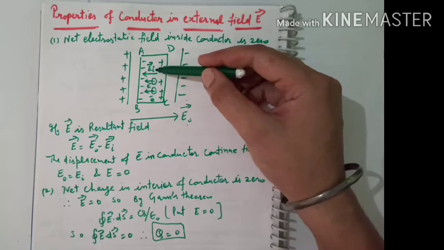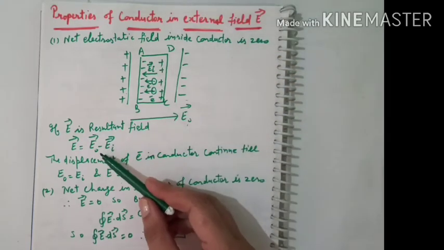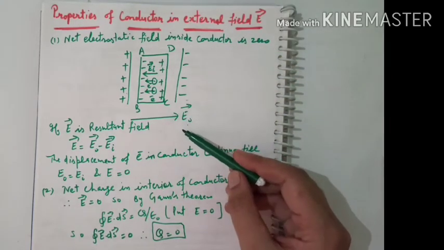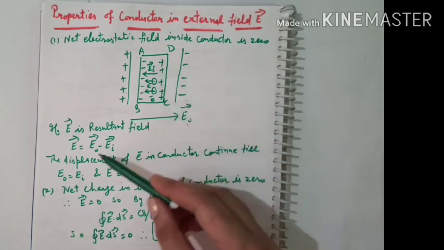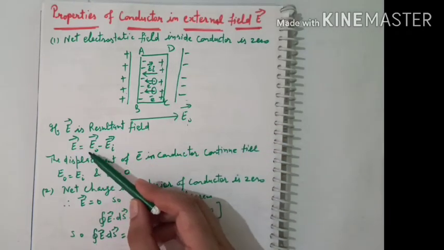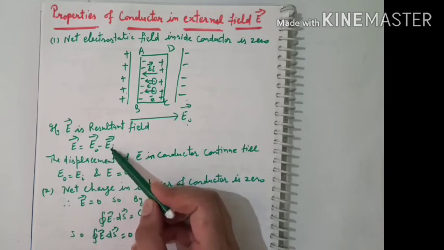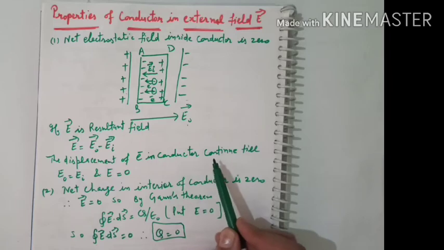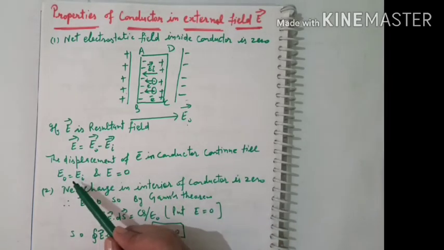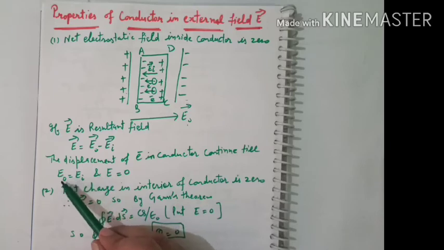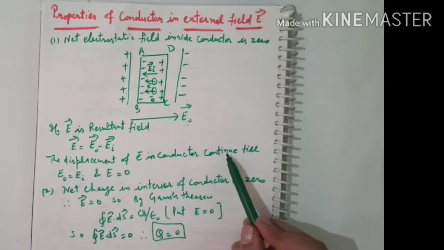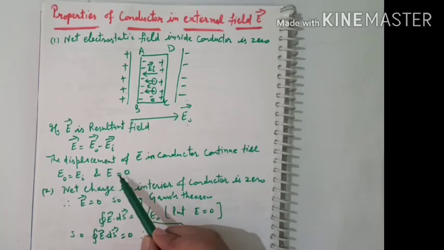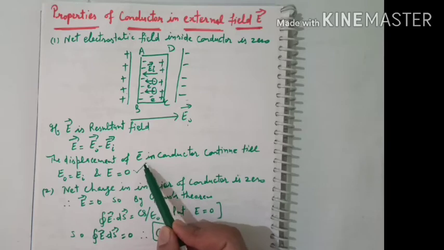This field is EI. If E is the resultant field, we have two fields: one is the external field E naught, and one is the internal field EI. So the total or resultant field is equal to the external field minus the internal field, E naught minus EI. The displacement of the electrons in the conductor continues till the internal and external fields become equal. When the external field is equal to the internal field, the displacement of the electrons totally stops. So in this case, the electric field is equal to 0.